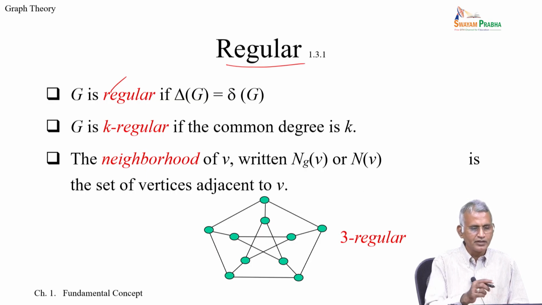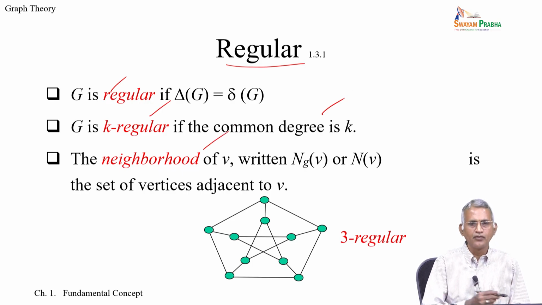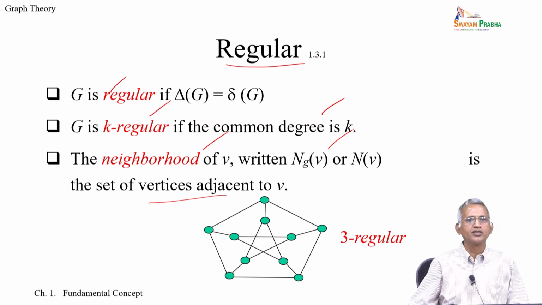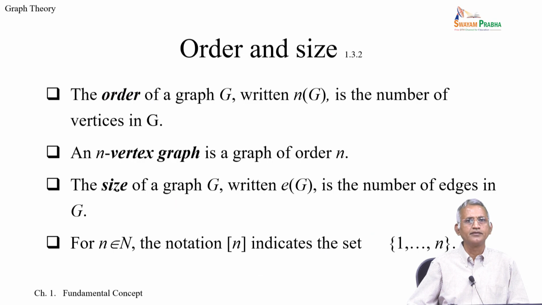A graph is said to be k-regular if the common degree is k. The neighborhood of v is written as N_G(v) or N(v), the set of vertices adjacent to v. So, this is the picture of a 3-regular graph.